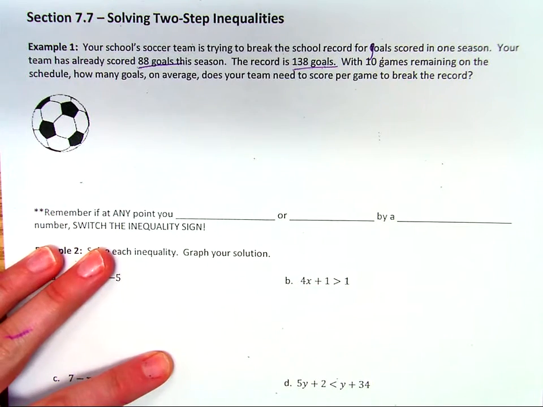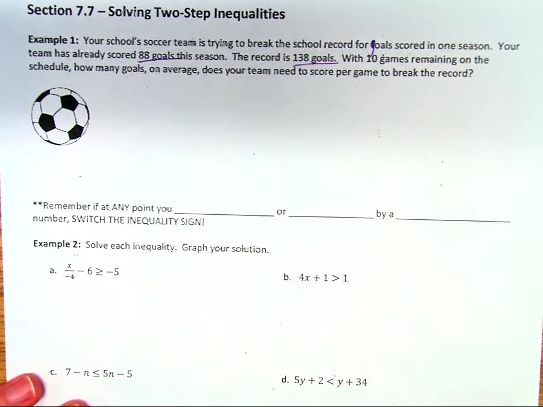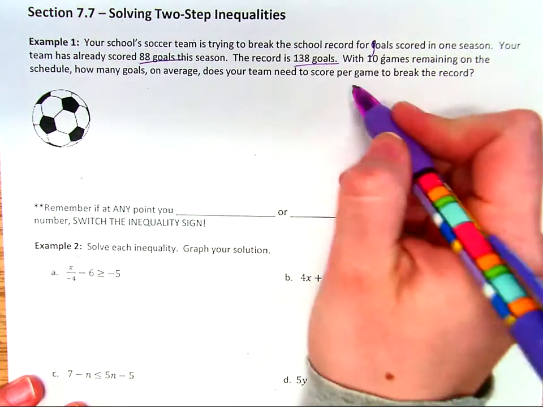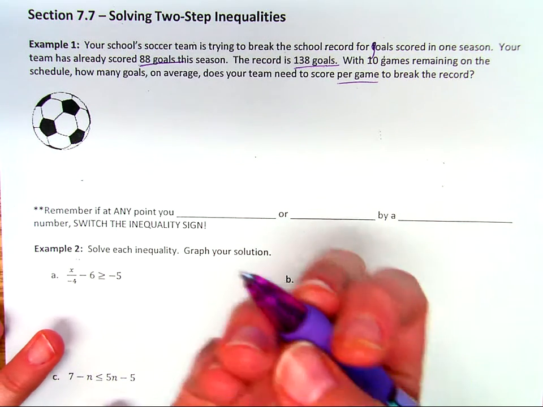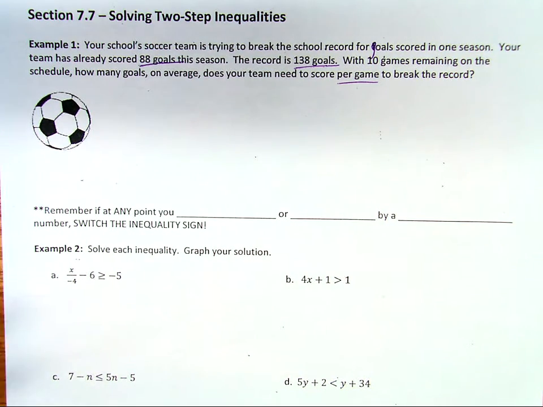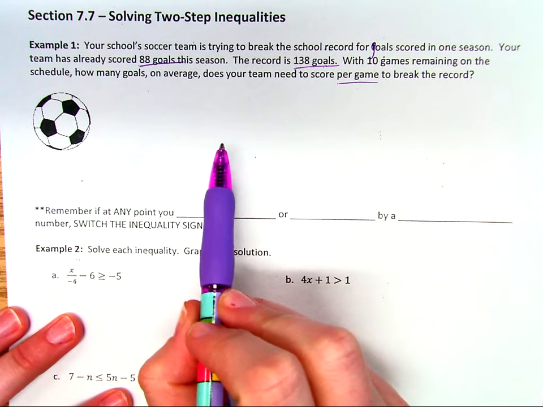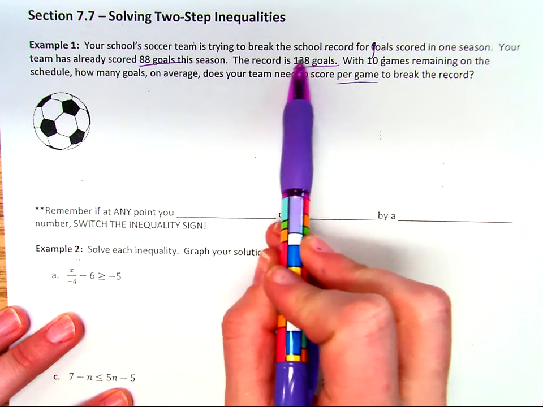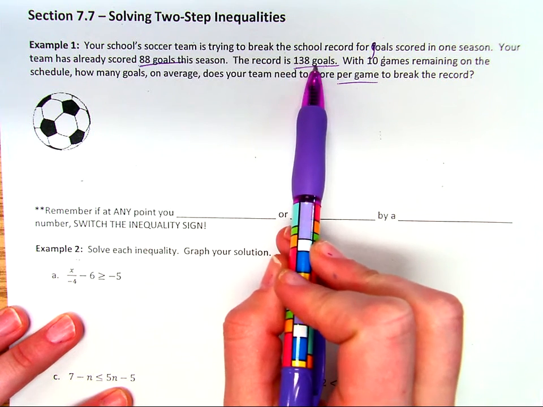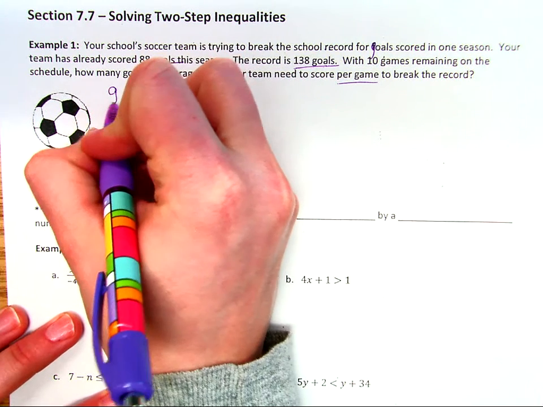With 10 games remaining on the schedule, how many goals on average does your team need to score per game to break the record? Okay, so we already have 88 goals scored. So I know that the number that we've scored, I have to add at least, I'm trying to get to at least 138. So I'm going to think about this in words first.